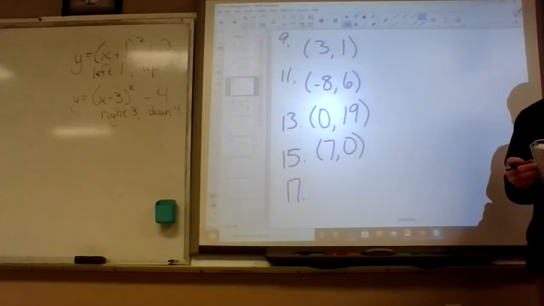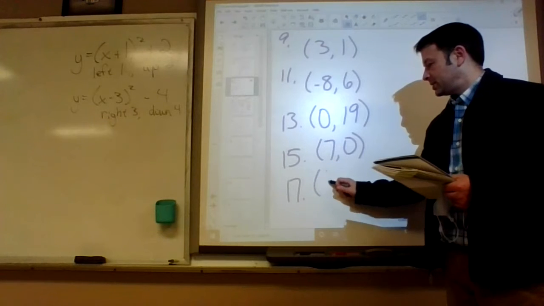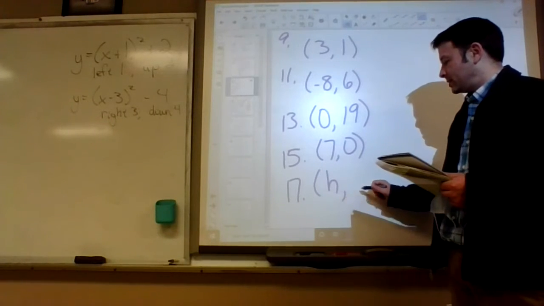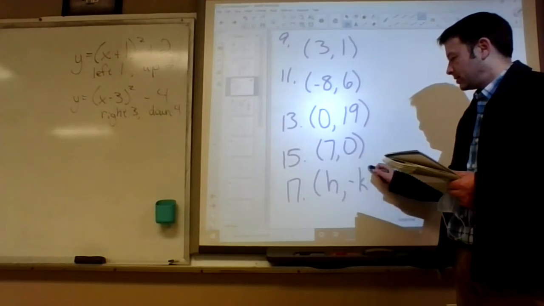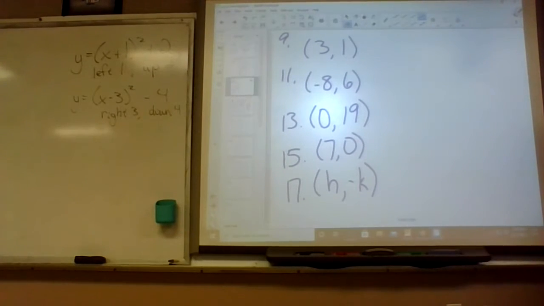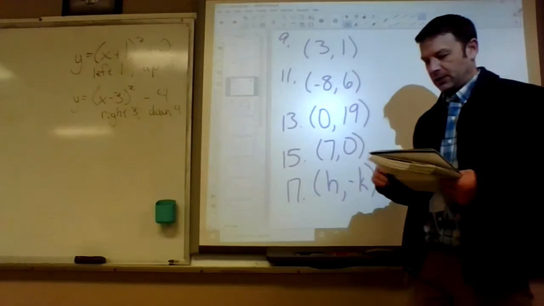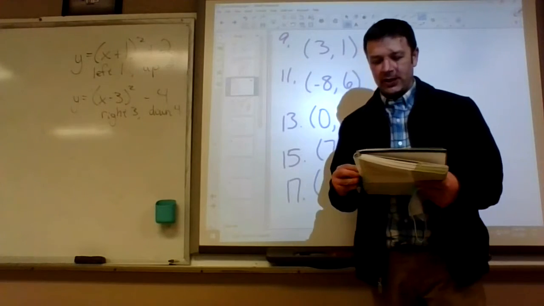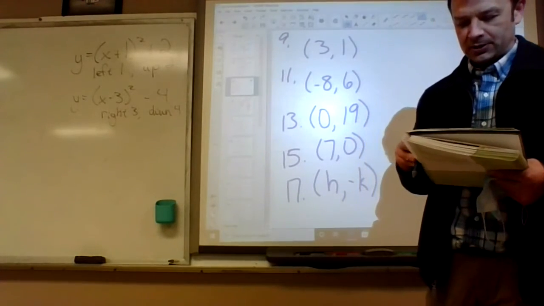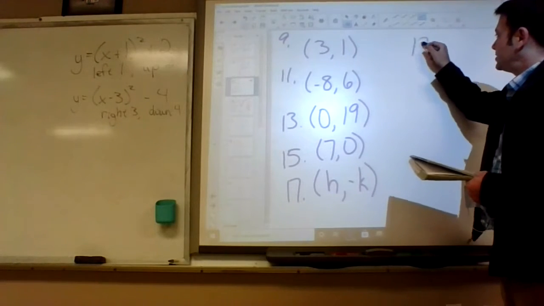Number 17, how does that move? Right H, down K, so H and negative K. Right H, so positive H, and down K, so negative K. So when they're in the parentheses, it's opposite. In the parentheses, it moves left to right, but opposite of what you might guess. Not in the parentheses, it's up and down, and it's exactly what you would guess. So the parentheses is the only thing that's different. Backwards, yeah.